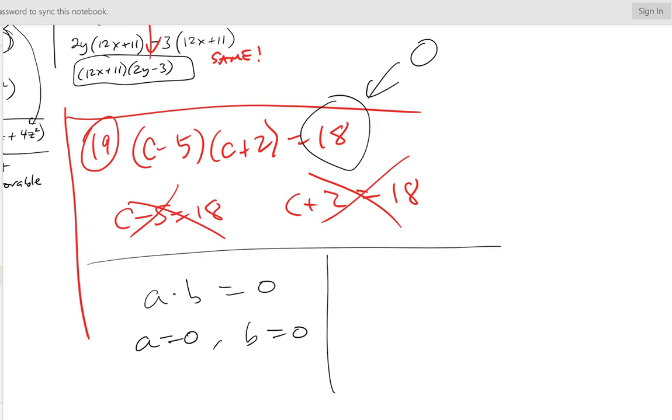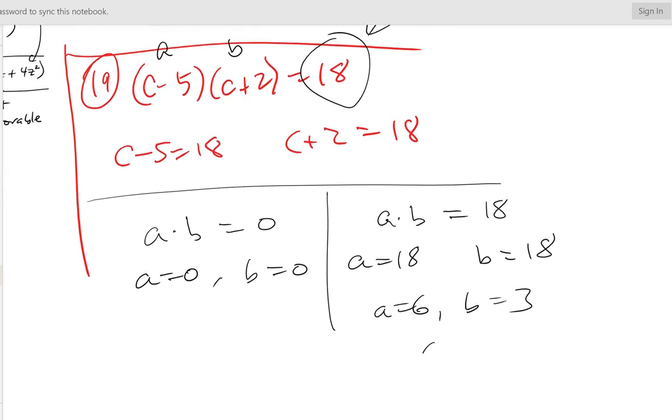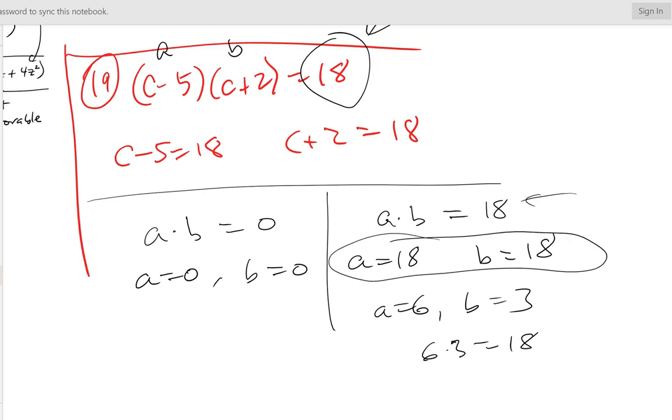Okay, so if you have a times b, let's say, is 18, and I say a is 18 and then b is 18. It's kind of like what I have up top here, right? This one's A, and this one's B. Well, neither one has to be 18 because A could be 6 and B could be 3, and 6 times 3 is 18. So assuming that one of them is 18 is wrong. Now, it could be that A is 18 and then B would be 1, but it doesn't have to be. So this number here has to be 0 for us to do it.